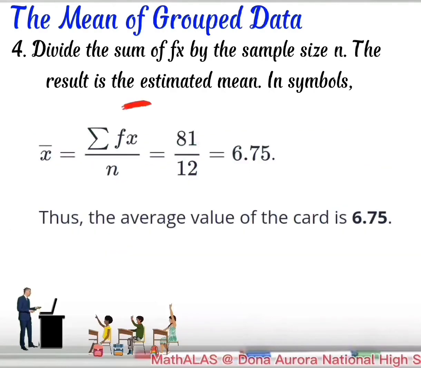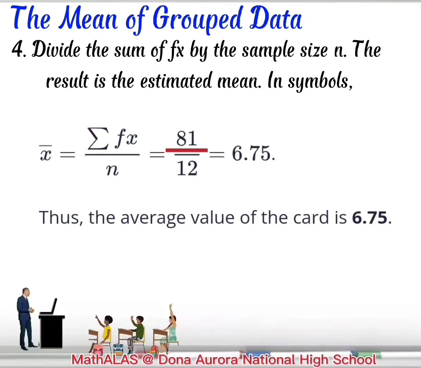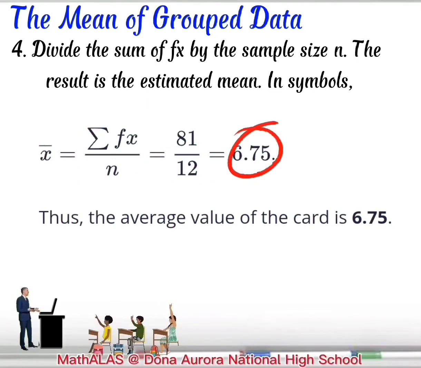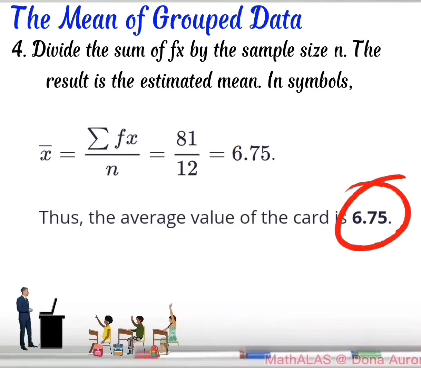And finally, divide the sum of f of x by the sample size n. So, 81 over 12 is 6.75. Thus, the average of the card is 6.75.